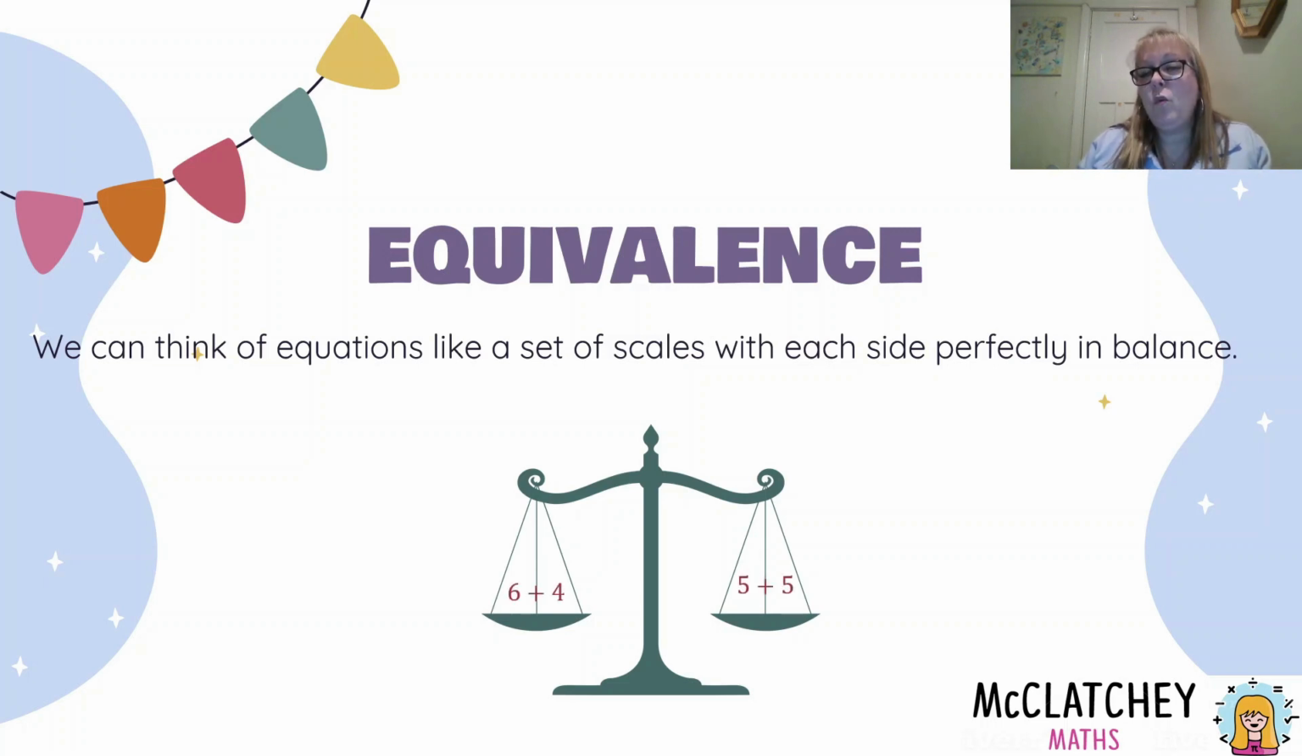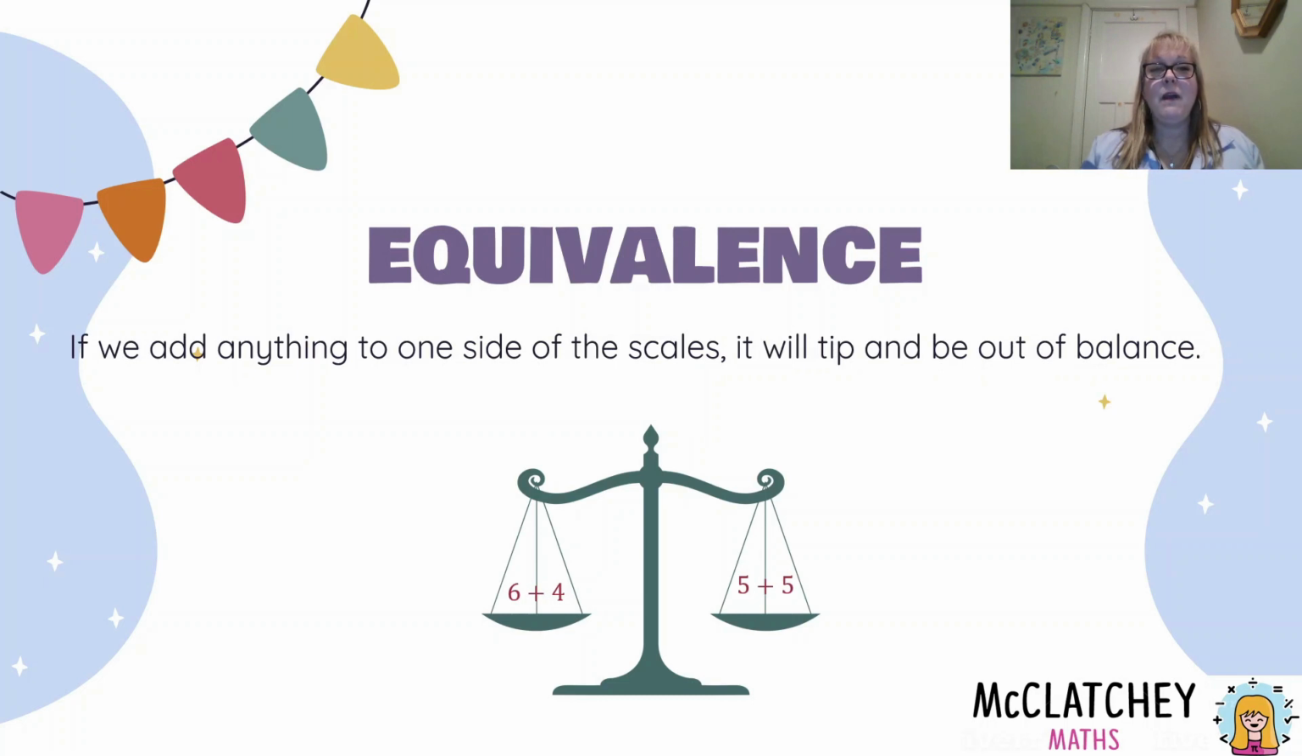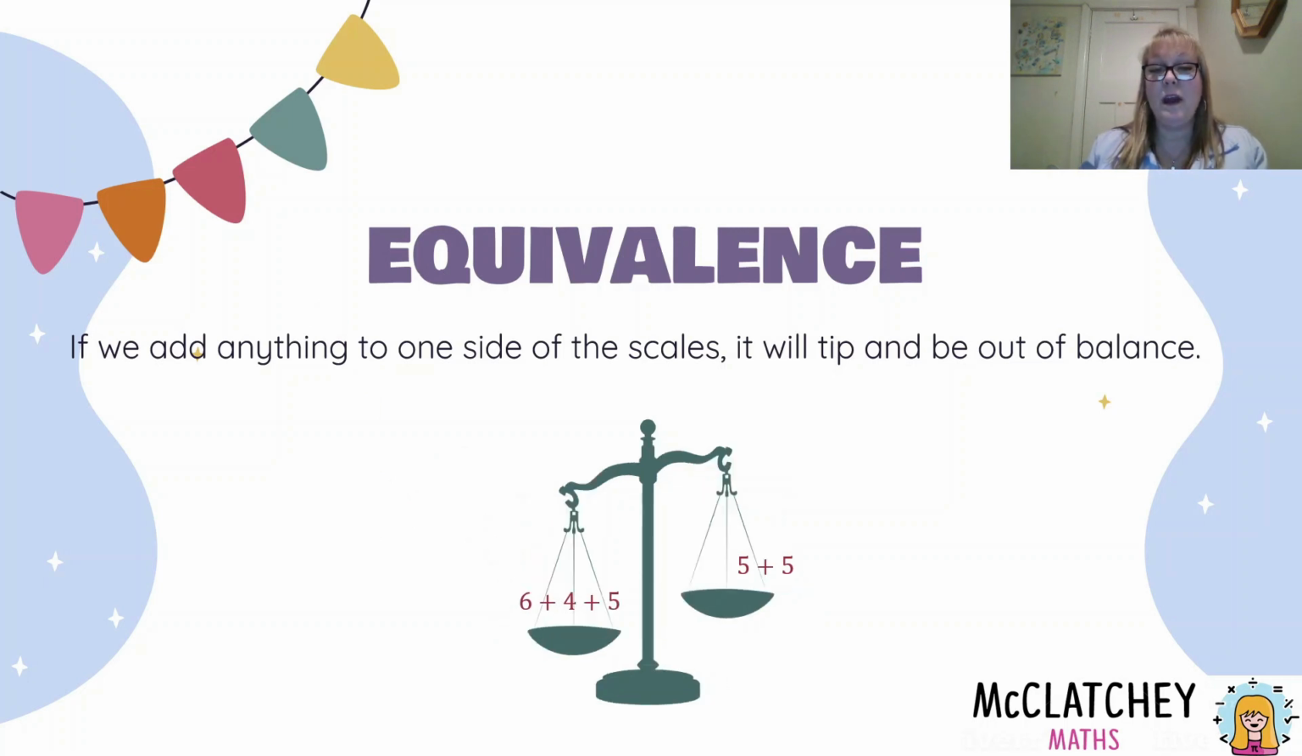So we can think of our equation like two sides of a scale, with that middle post in the middle being our equal sign. So we can see that on the left hand side of our scales we've got 6 plus 4 and that's equal to 5 plus 5. So we've got these two sides of the scales and they are perfectly balanced at the moment because the equation is true. However, if we add or take away anything to either side of the scales, it's going to tip and get out of balance. So if I add 5 to the left-hand side of the equation, we can see straight away that that is going to be heavier now, and the scales are going to tip out of balance.